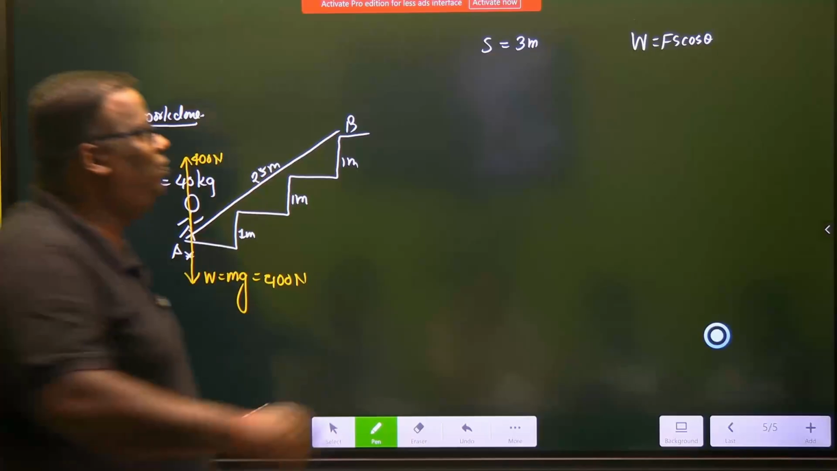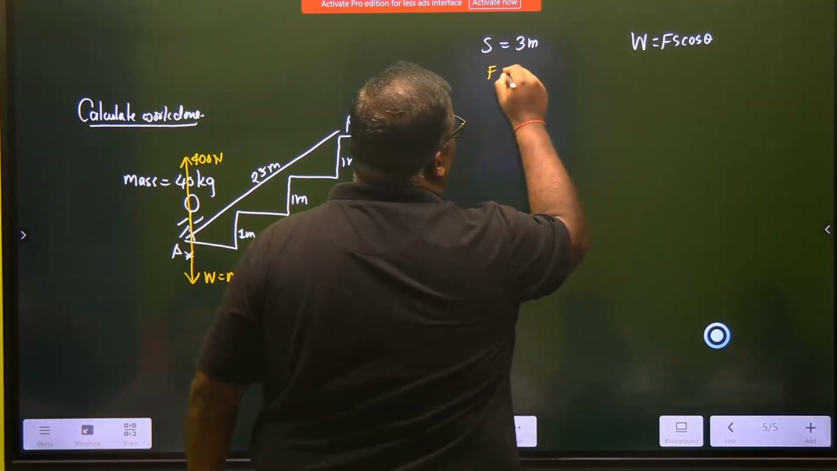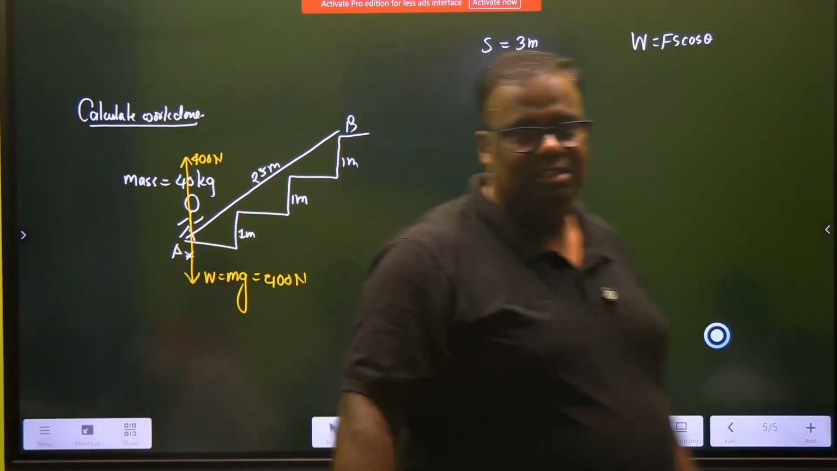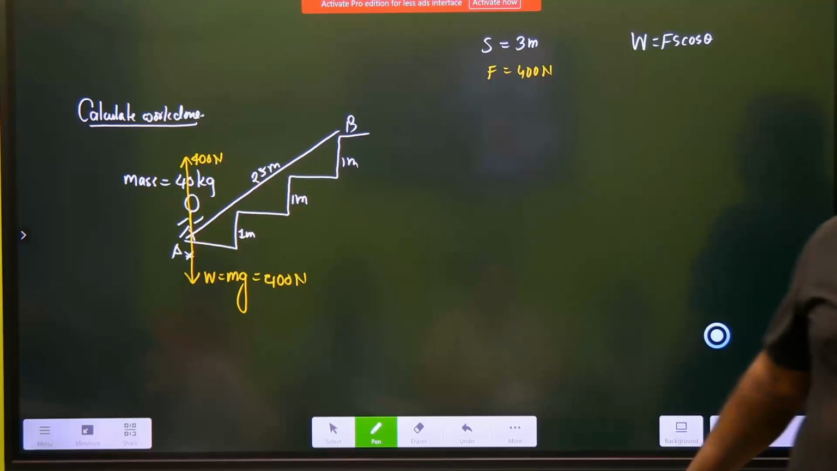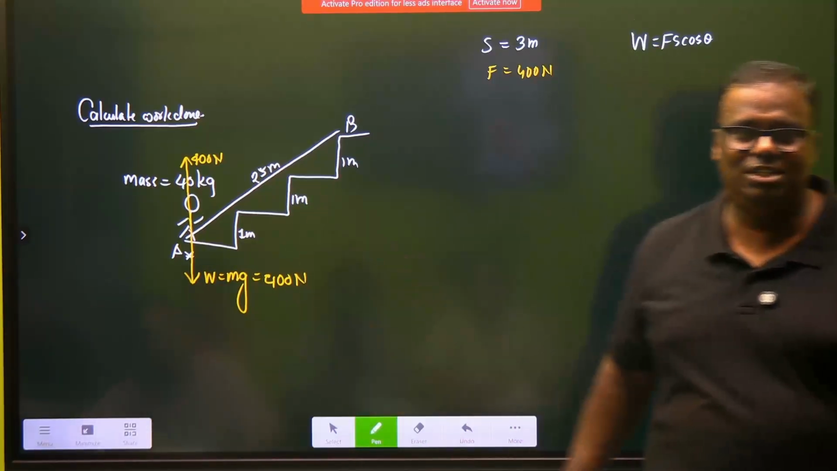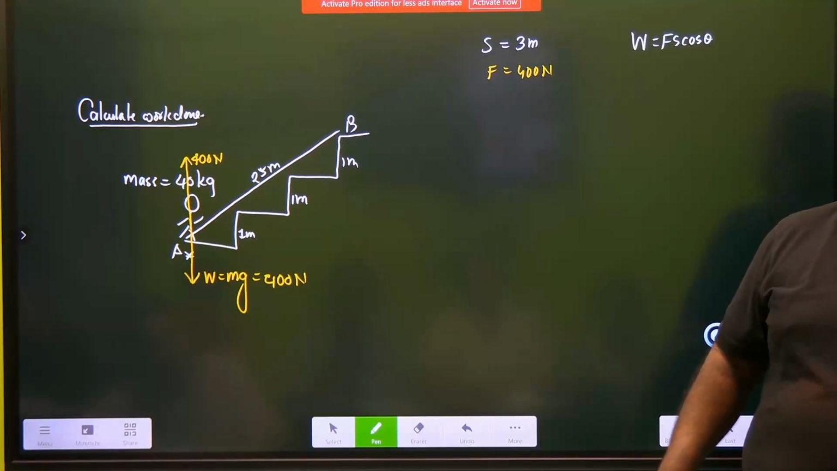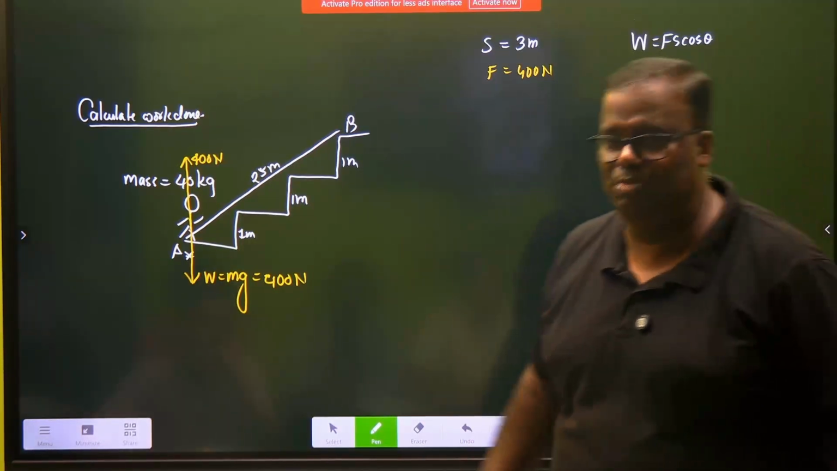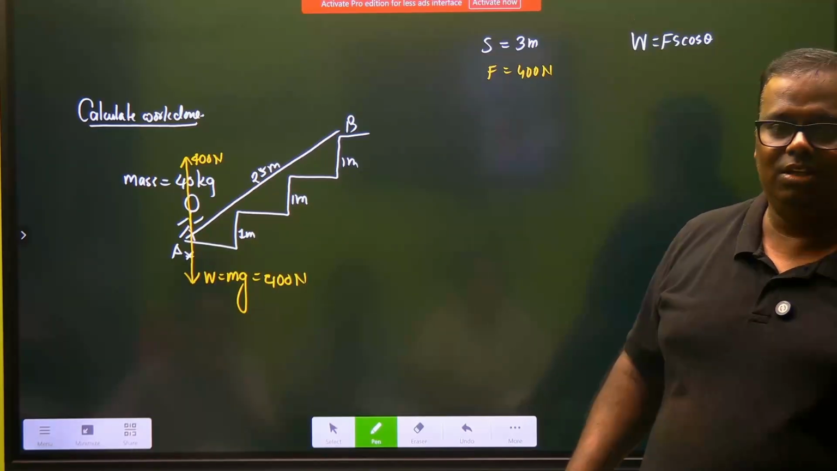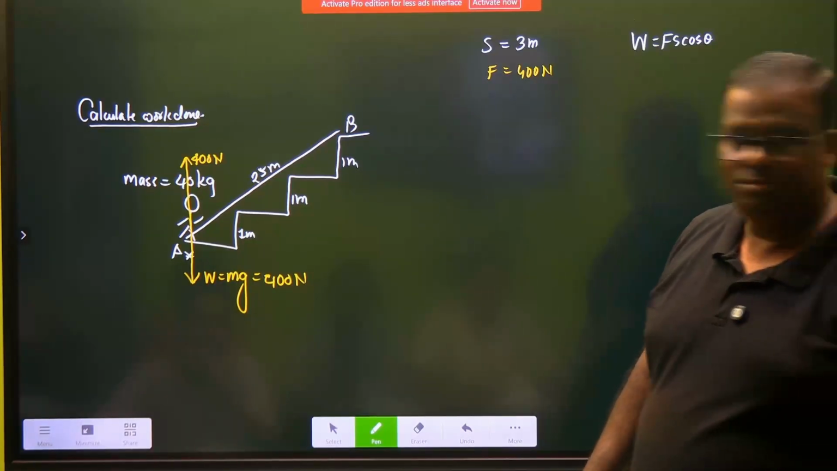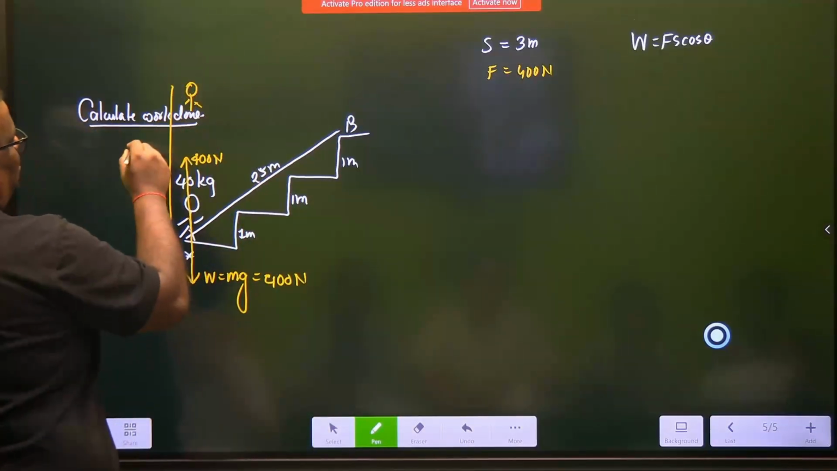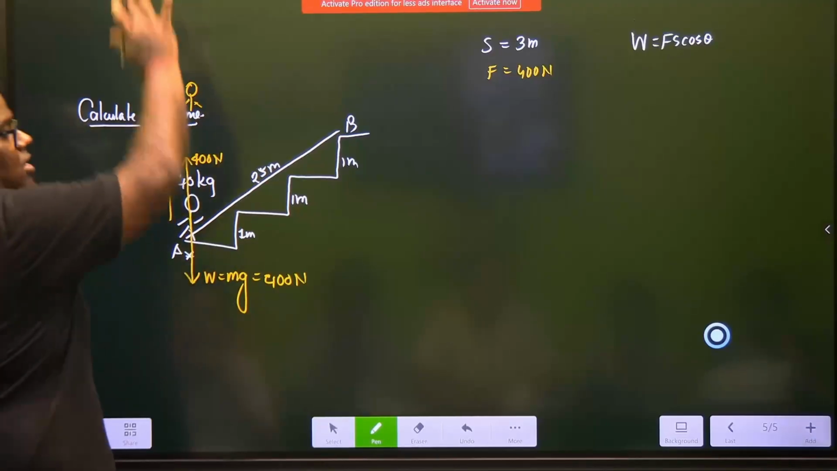So let's see now. Have you got the value of F? We have got the value of F. F is equal to how much? 400 newtons. Agreed? Now comes theta. How did you see the displacement? What is the value of displacement? 3. How did you get 3? 3 means moving from where to where? I told you, this body will finally move here. So how much is the displacement? 3 meters. Displacement is in this direction.